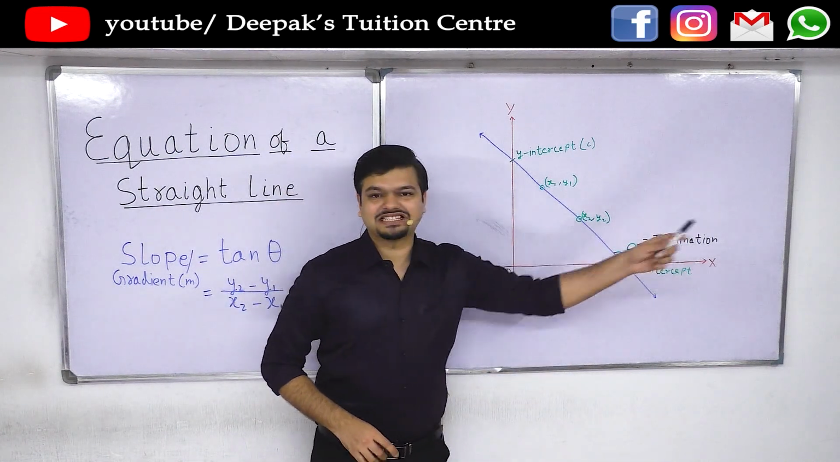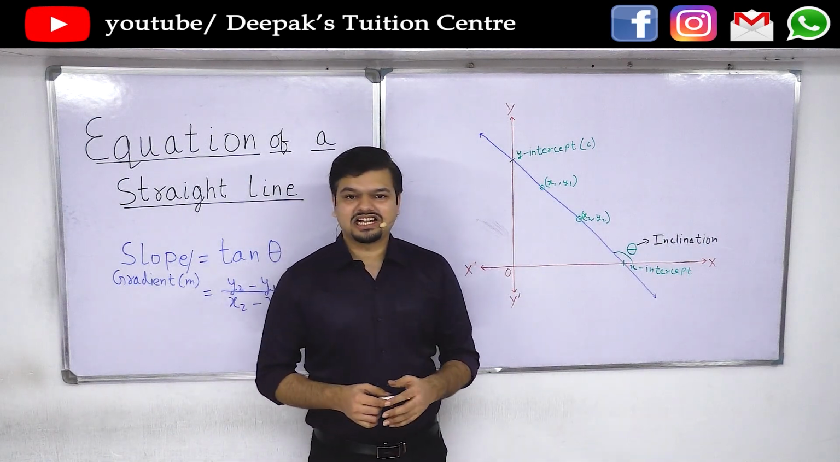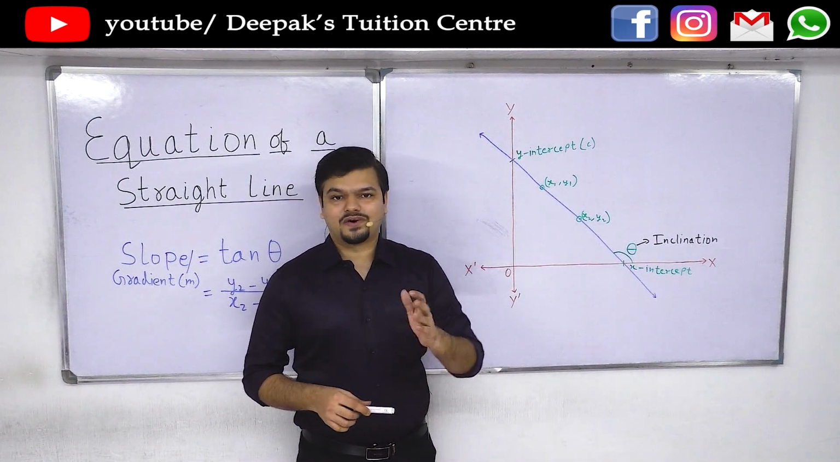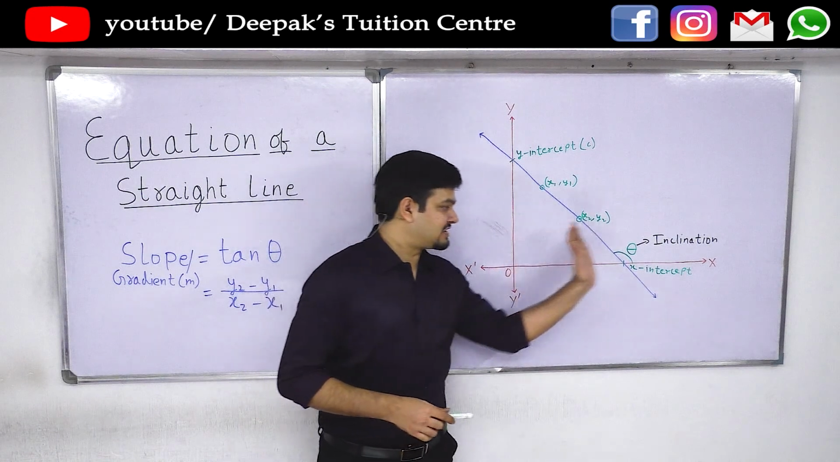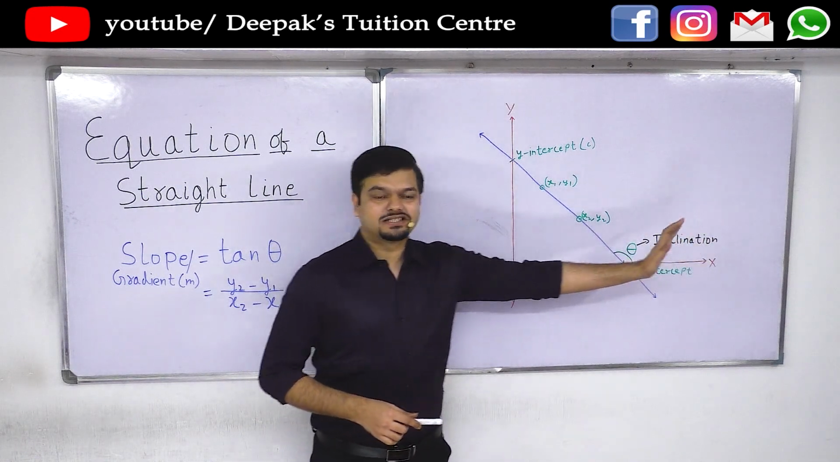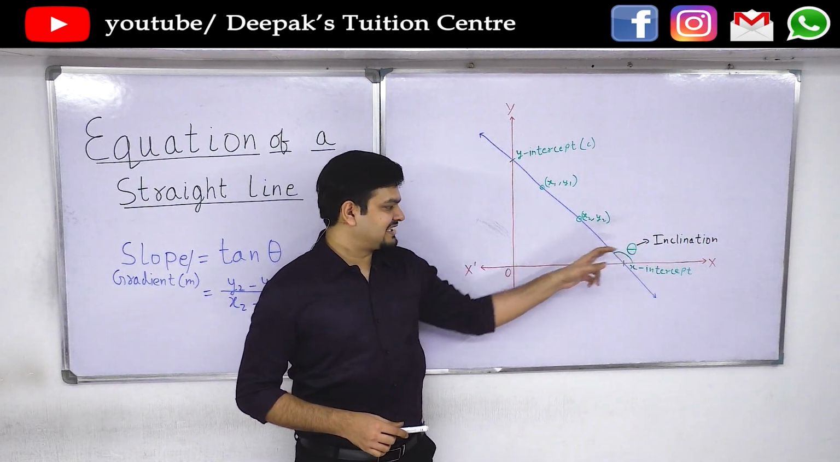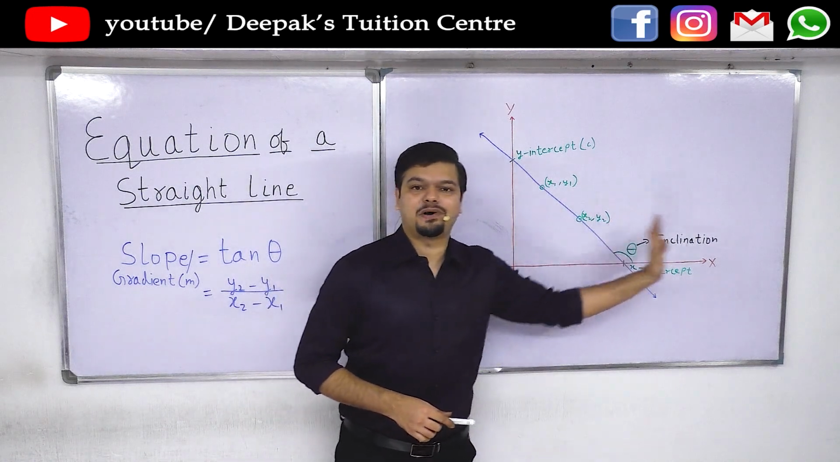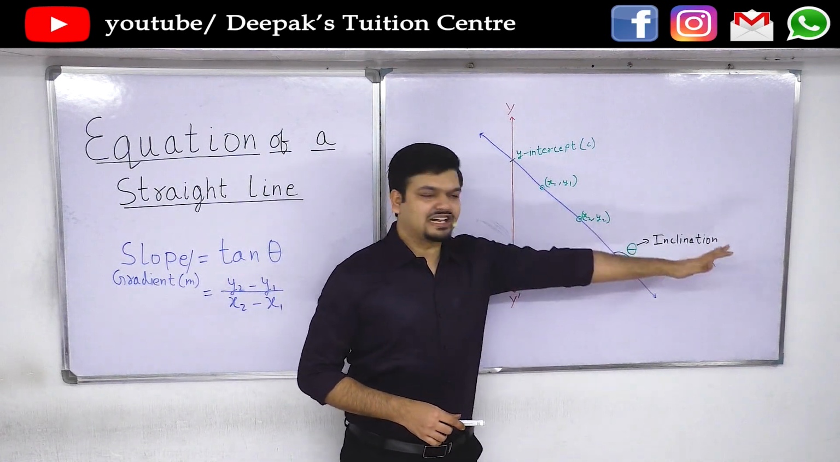Theta, also known as inclination. Inclination is basically the angle formed between the line and the positive direction of the x-axis. So, we have two angles here, this and this. We need to consider the positive direction one. So, we will consider the right one.